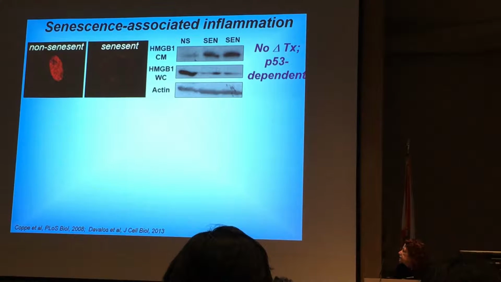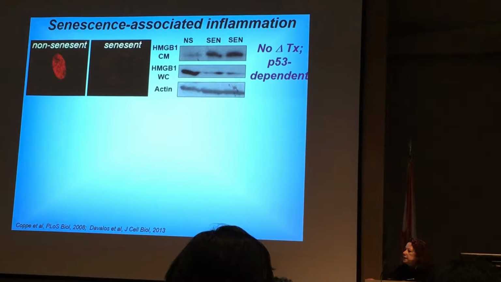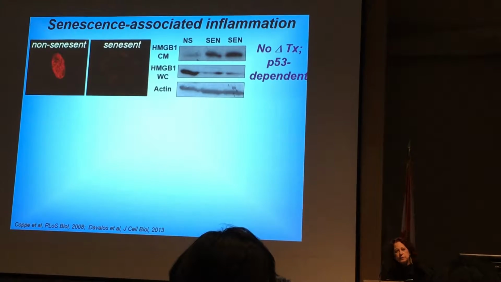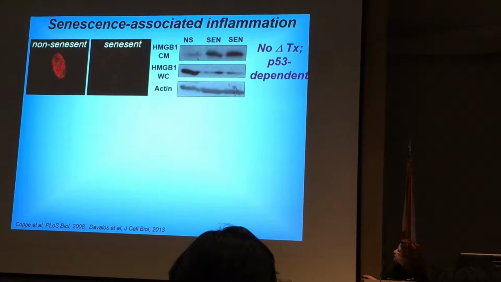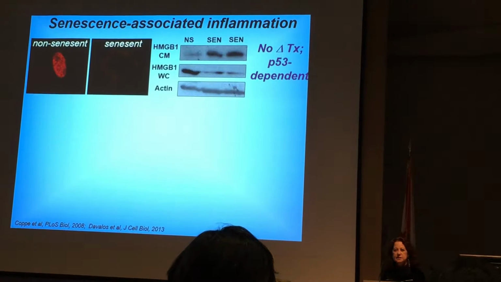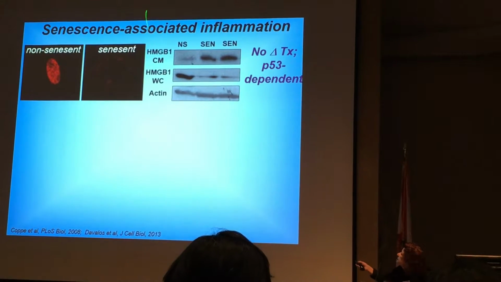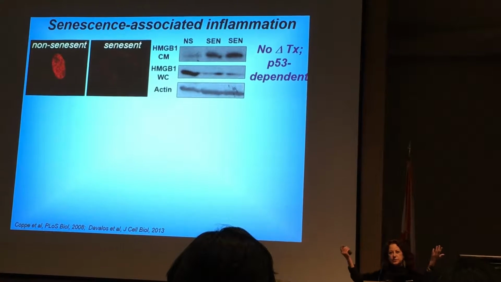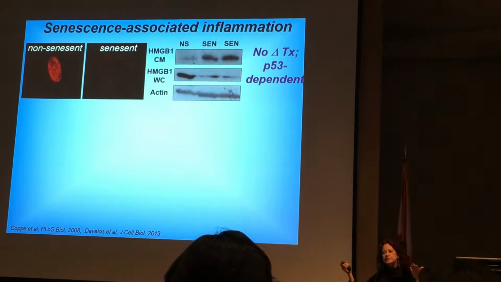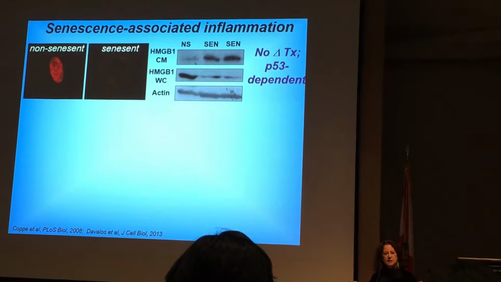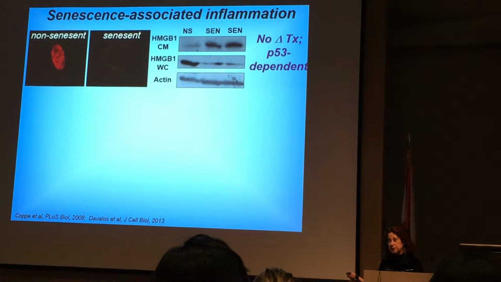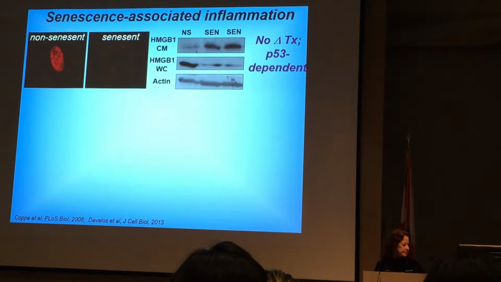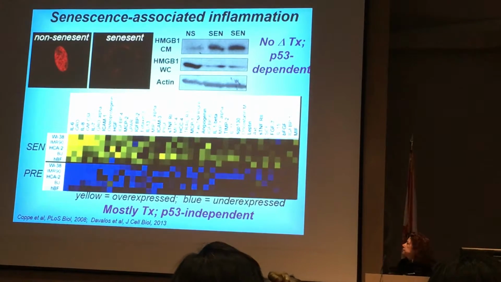Let me show you a little bit of data. This is a protein called HMGB1. It's primarily a nuclear protein. It's a chromatin remodeler, and it is completely absent from the nucleus of senescent cells. Instead, it is secreted into the extracellular milieu. This is the first alarmin that has ever been identified, and as I said, we now know there are several other alarmins or DAMPs that are secreted by senescent cells. This is the secretory phenotype.